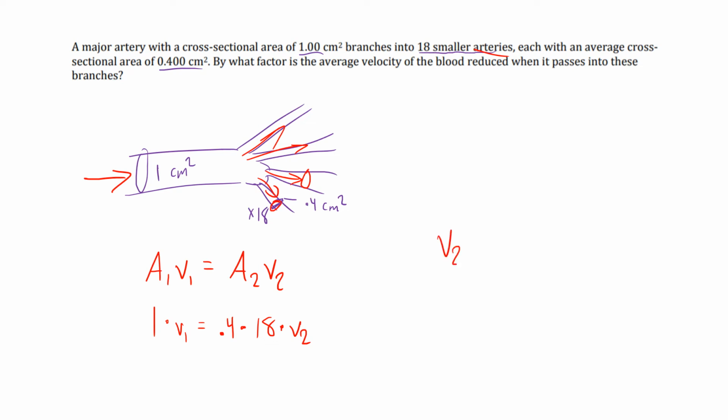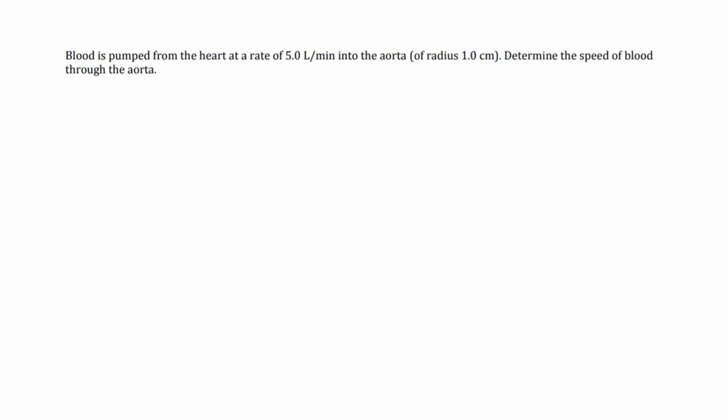So V2 is going to equal about 0.14 times V1. So whatever speed this stuff is, this is only going to be about 14% of that speed. All right, that's it. Let's do one that's a little different. Blood is pumped from the heart at a rate of 5 liters per minute into the aorta of radius 1 centimeter. Determine the speed of blood through the aorta.